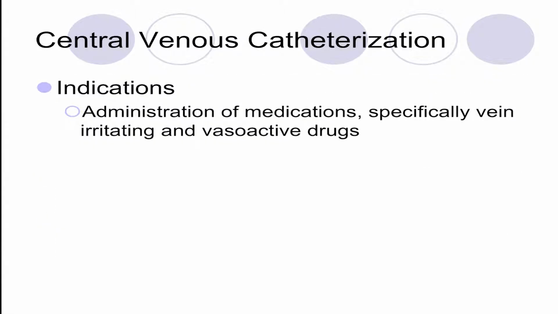So central venous catheterization, why do we put in central lines? The first one: administration of medications, specifically vein-irritating drugs. You will hear this over and over. A lot of times, especially at night, we might have a patient admitted to a hospitalist that drops their pressure. Levophed, dopamine, something like that is ordered. Then I get a call later. They don't have a central line. And this causes a lot of problems.